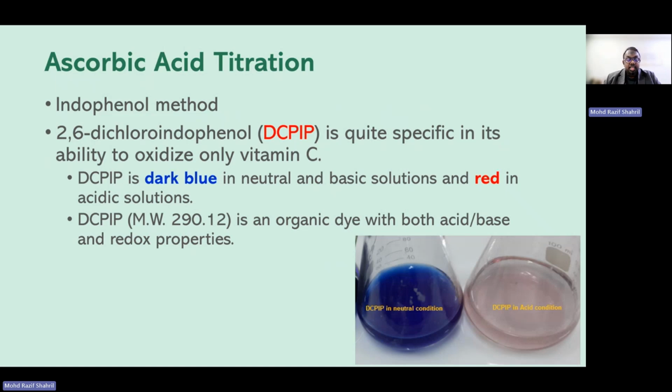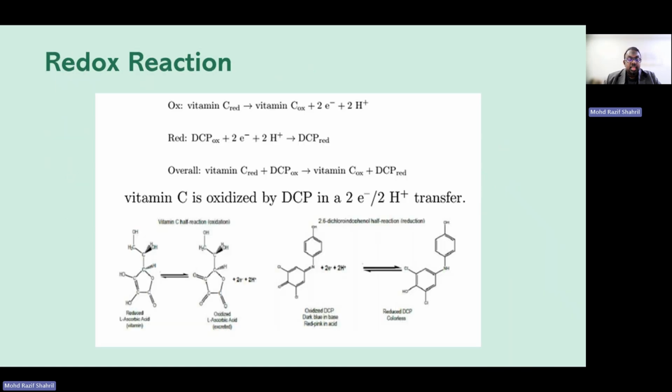Visually, this dye is highly reactive to its environment. It is dark blue in neutral and basic solution, but it turns a distinct red in acidic solution. On the next slide, you can see the exact redox reaction taking place here, where the vitamin C is oxidized by DCPIP in a 2-electron, 2-proton transfer.